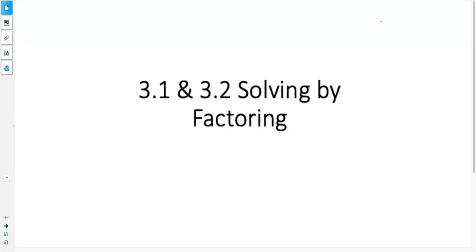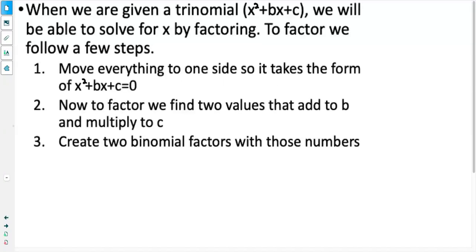Hi, today we are looking at sections 3.1 and 3.2, which both deal with factoring. So when we're given a trinomial of the form x squared plus bx plus c, we will be able to solve for x by factoring. To factor, we follow the following steps.